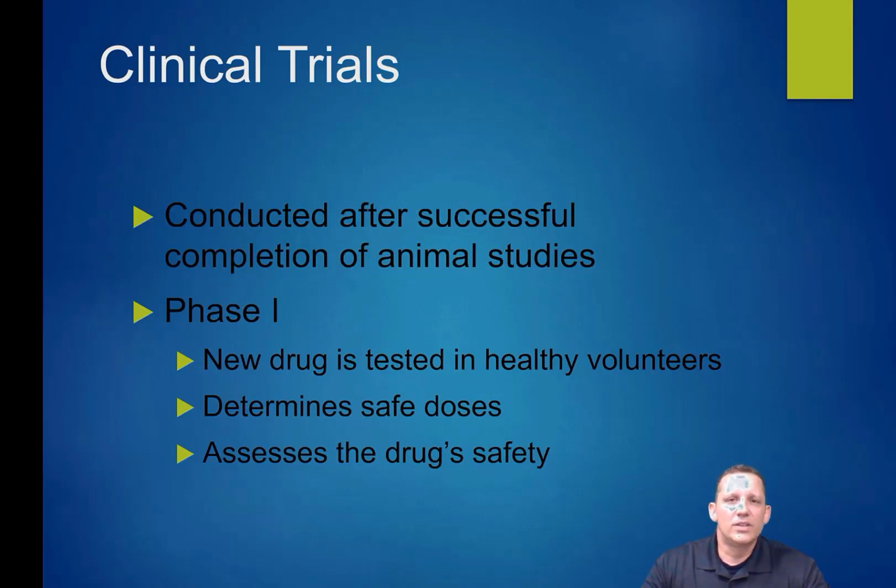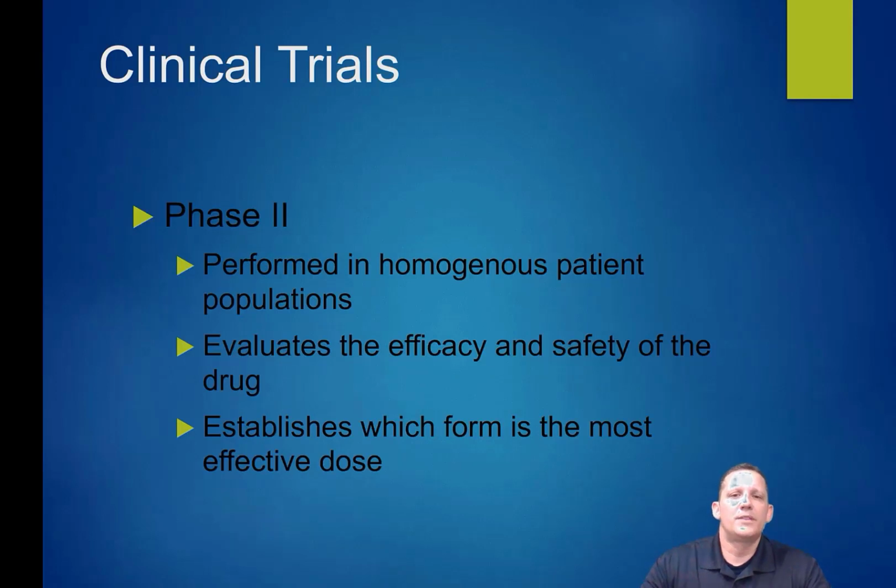And then they're really just looking to see how safe this drug is before we give it to somebody who's desperate for treatment. Phase 2 goes into the homogeneous patient populations, and this is really looking at the efficacy and the safety of the drug again. We're really trying to figure out what is the effective dose on that particular drug.